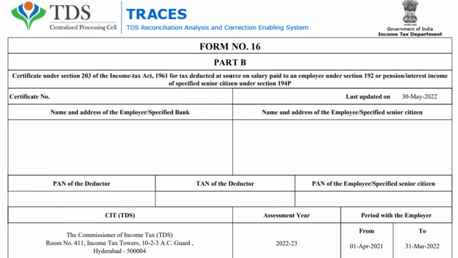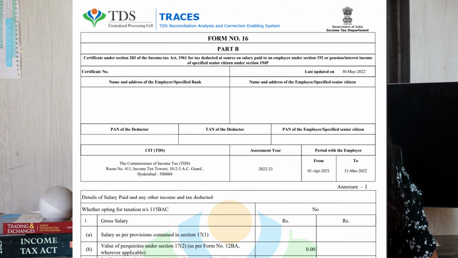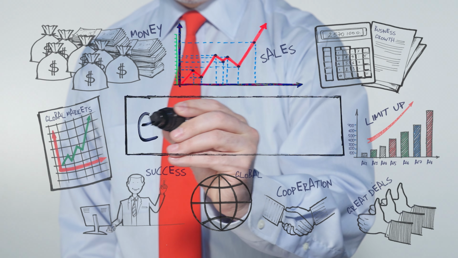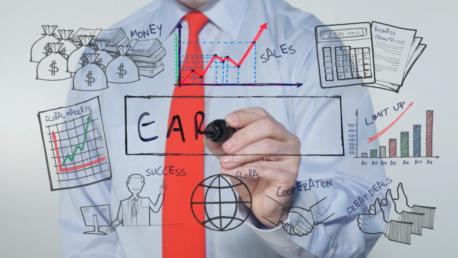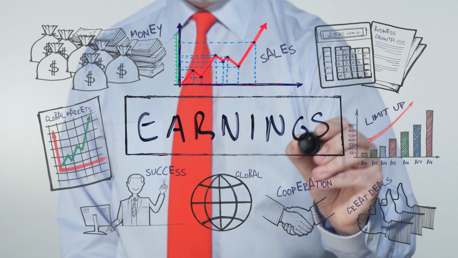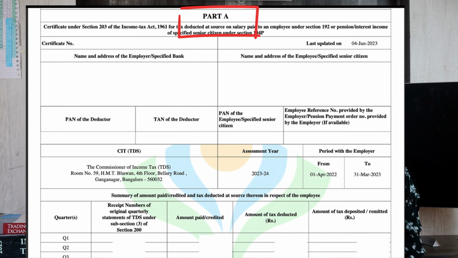Do you know that this single document holds the key to verifying your salary income and tax deductions? Let's break it down. Form 16 is a certificate issued by your employer, and it provides a detailed summary of the employee's earnings. It is not something that you can download directly from a government website or any other external sources. This form is divided into two parts, Part A and Part B.